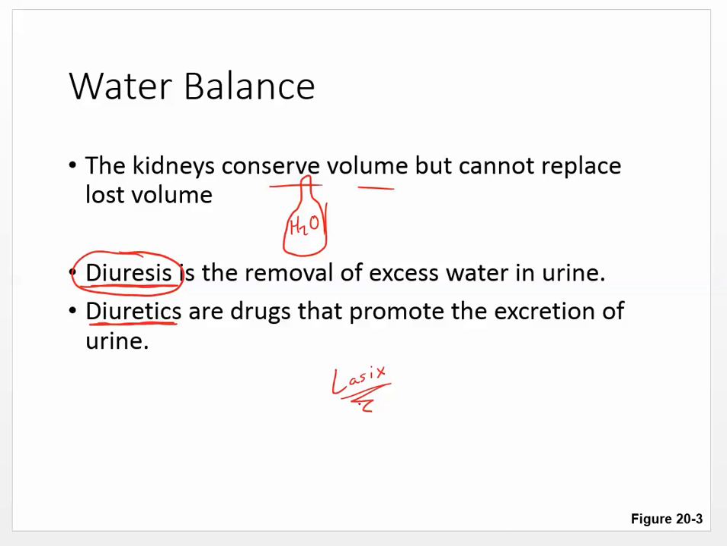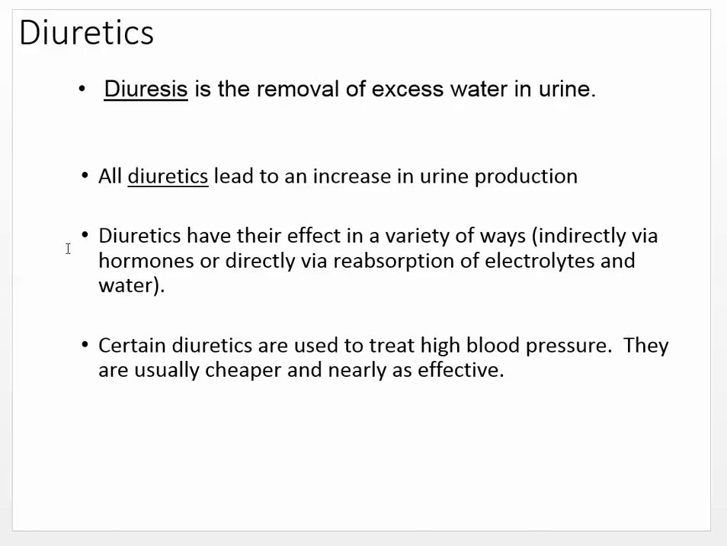It causes a higher volume of urine, and that's because it's leaving the salts in the urine, which means that water is going to stay in the urine. Okay. So again, diuresis, the removal of excess water in the urine. All diuretics lead to an increase in urine production. Yes, we've mentioned both of these things.